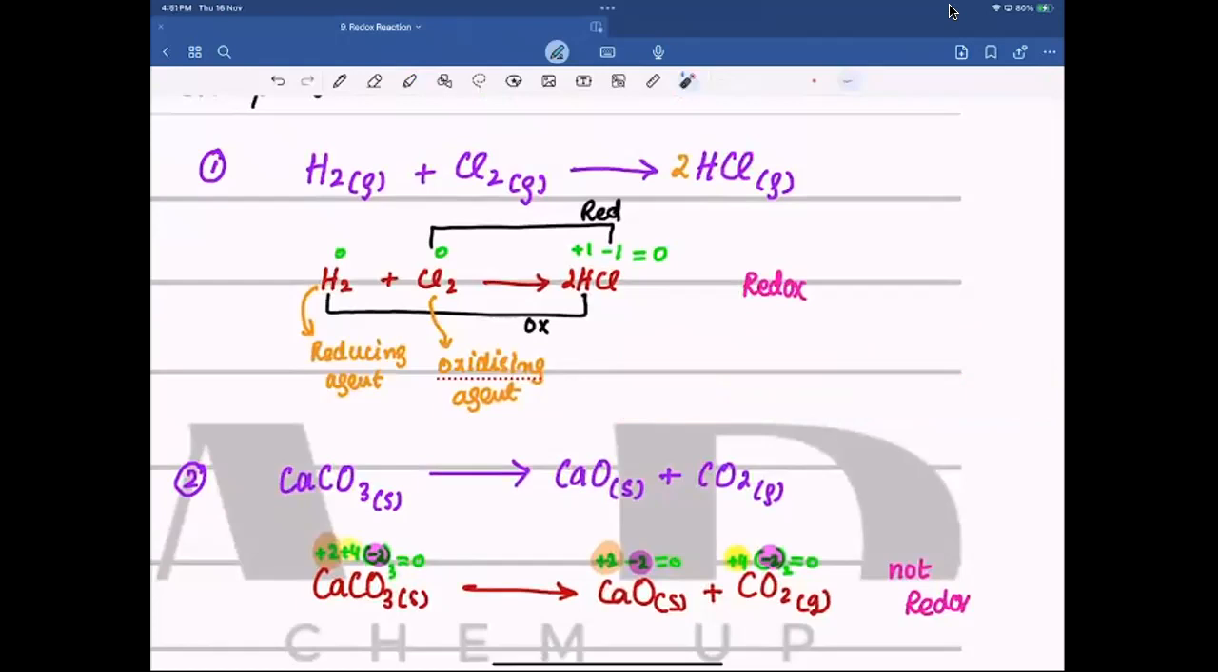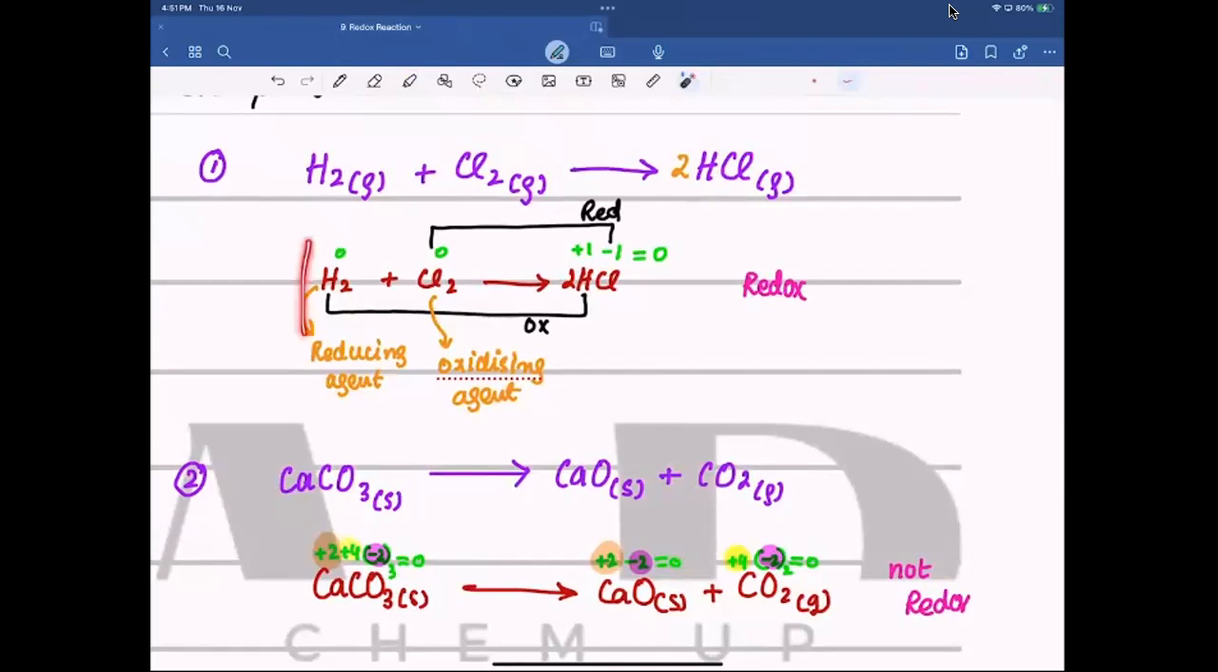Okay, so what is the easiest way to identify whether the reaction is redox or not without putting these charges? Yes, there is a hint to figure it out without putting the oxidation numbers. If there is an element on one side and on the other side it is part of a compound, then for sure it's a redox reaction. You don't have to find the charges.